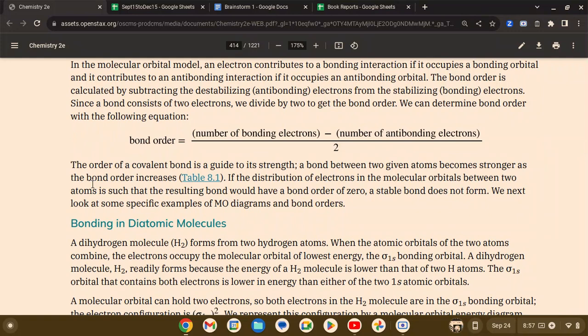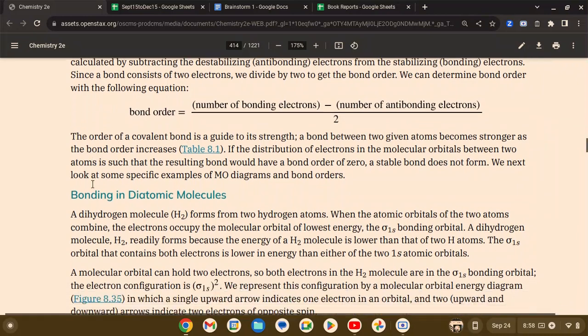The bond order of a covalent bond is a guide to its strength. A bond between 2 given atoms becomes stronger as the bond order increases. If the distribution of electrons in the molecular orbitals between 2 atoms is such that the resulting bond would have a bond order of 0, a stable bond does not form. We next look at some specific examples of MO diagrams and bond orders.